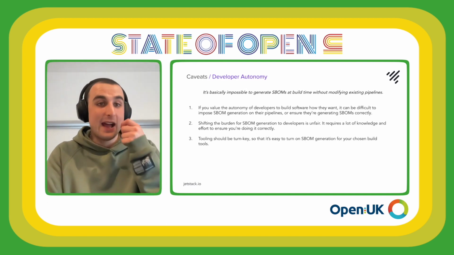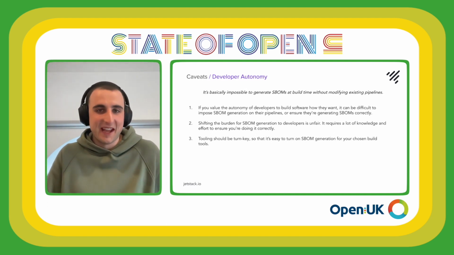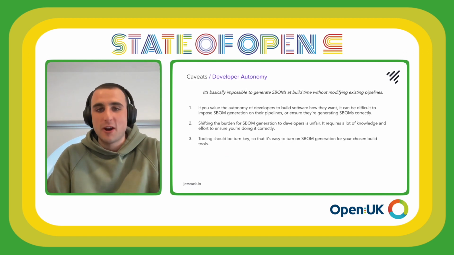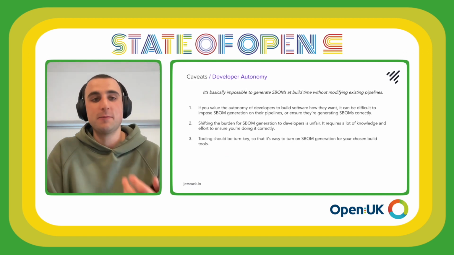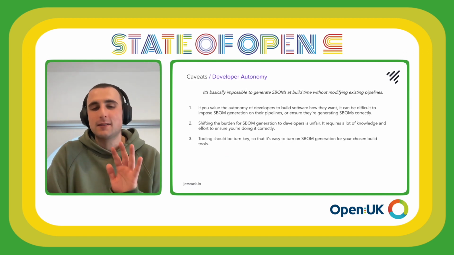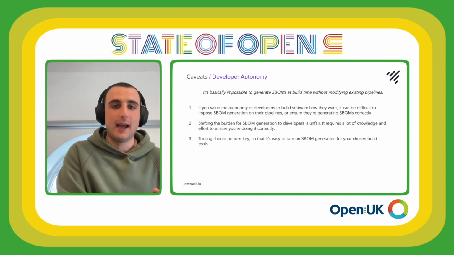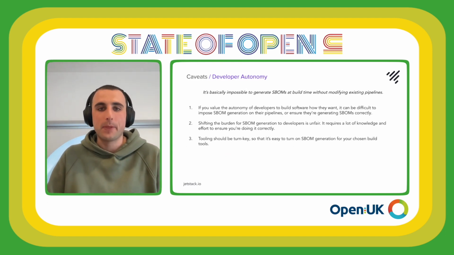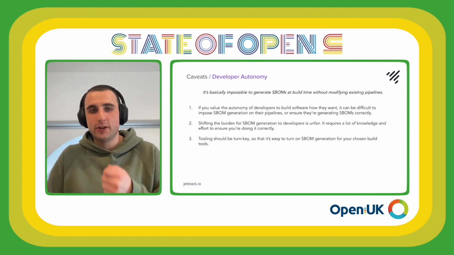So, caveats. Where are the caveats? There are a lot of caveats in this subject, but I'll go through a couple of them. The first one is developer autonomy. This is mainly a caveat with the shifting left to build time idea or initiative. The caveat here is developer autonomy.